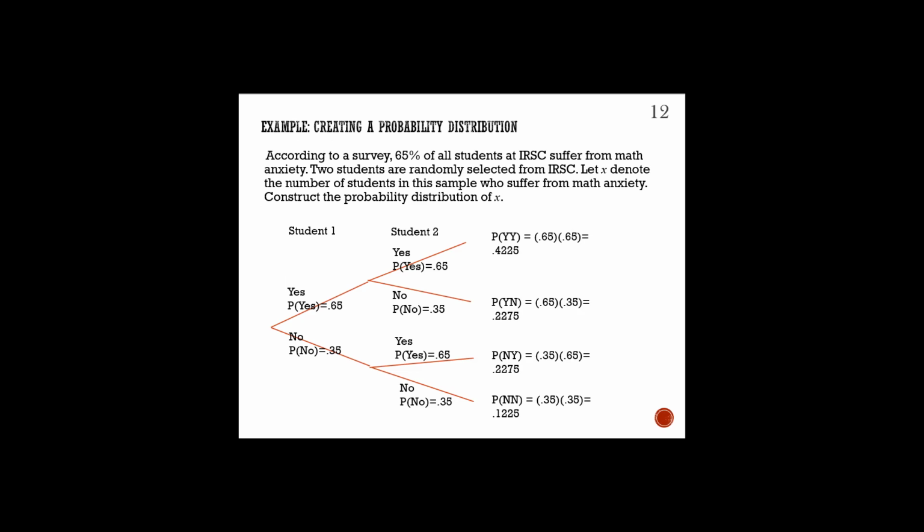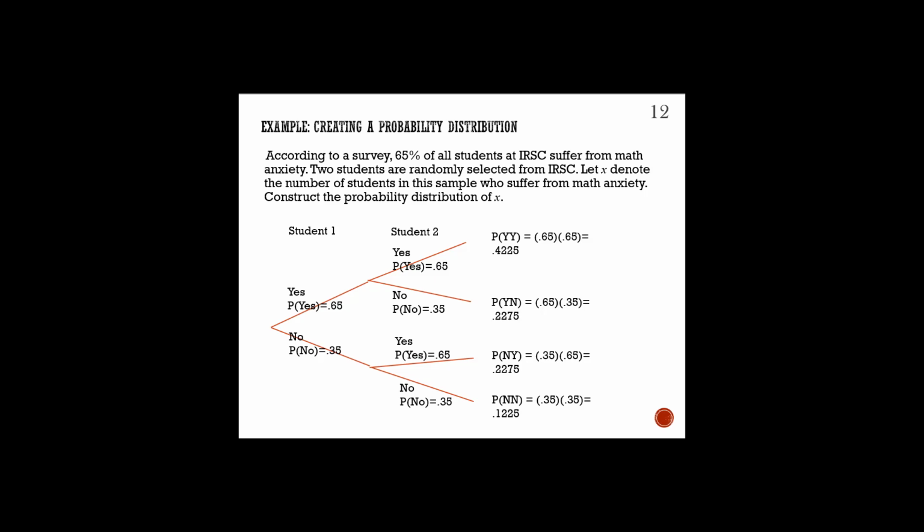Now, let's look together at creating a probability distribution for a discrete random variable. This is a survey that was taken, and according to our survey, 65% of all students at IRSC have math anxiety. So it selects 2 students at random from IRSC, and X is the number of students that suffer from math anxiety in our distribution here. So we're going to do a probability distribution of X.